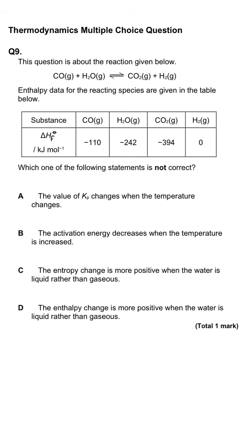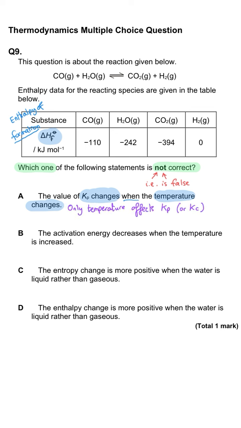This question is asking us about the equilibrium that is being shown here, and we've been presented with some enthalpy change of formation data for all of the reactants and products. And we're being asked which of these statements is not correct. In A, they are saying that the value for Kp changes when the temperature changes. Well, in fact, temperature is the only thing that will affect the value of any equilibrium constant, Kp or Kc, and so this is a true statement.